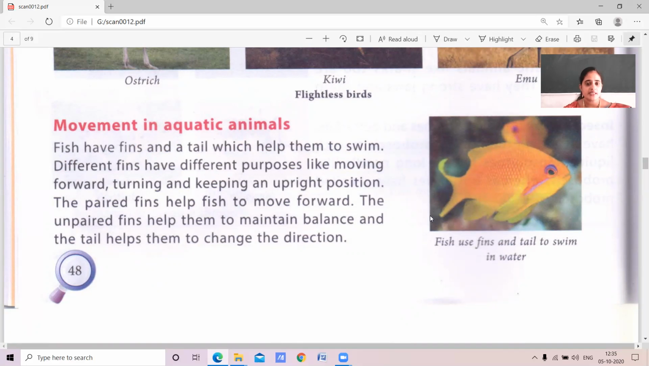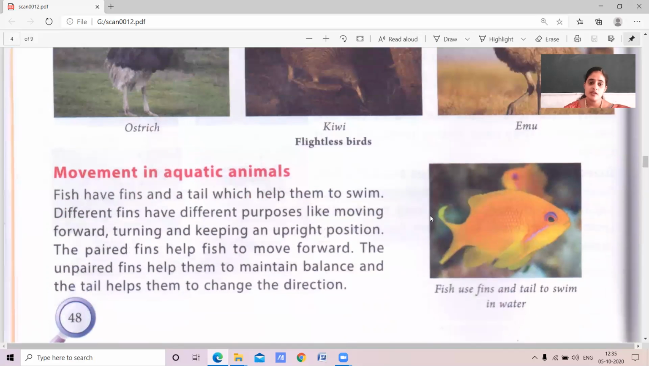How does movement take place in aquatic animals? Fish have fins, children. Yes, everyone has seen the fins of a fish, and it has a tail at the back. You can see the fins as well as the tail in the fish, which help them in swimming. Different fins have different purposes, like moving forward, turning, and keeping an upright position.